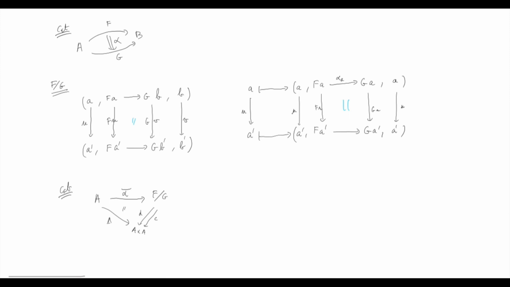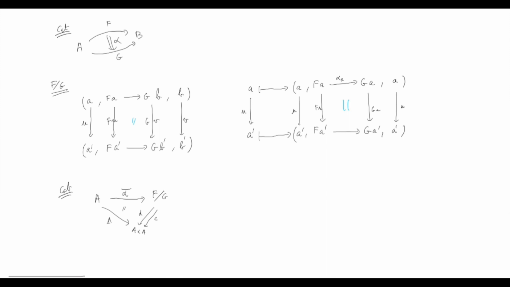this alpha bar commutes. If we do D compose with alpha bar, it will give us the identity on A, and if we do C compose with alpha bar, it will give us the identity over A. Or said otherwise, if we compose D cross C with alpha bar, we get the functor delta, which to any object A associates A cross A. So it's a functor from A to the product category A cross A.